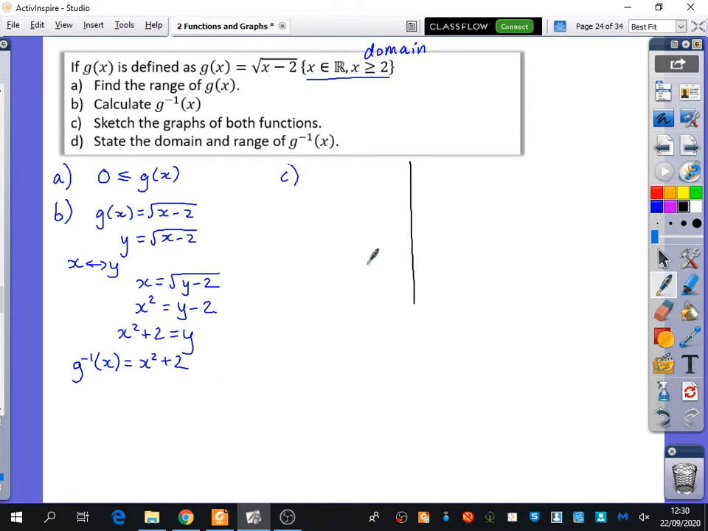So I'm going to sketch x squared plus 2, which is just going to be a nice, simple graph like this. Maybe it needs to be a bit more like this. I don't know if they're going to cross over.